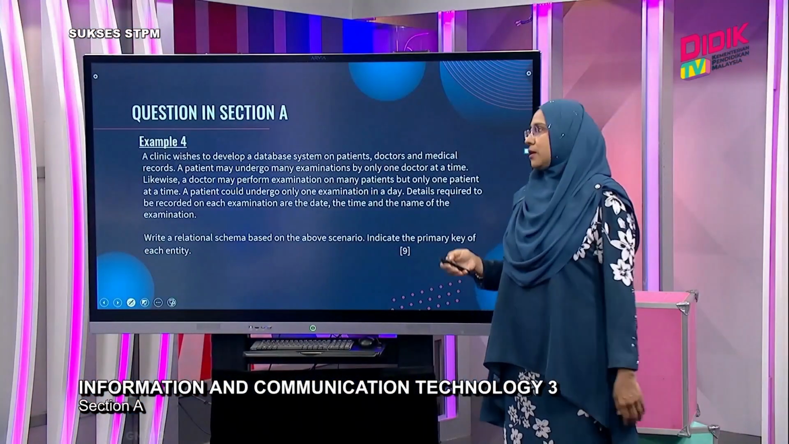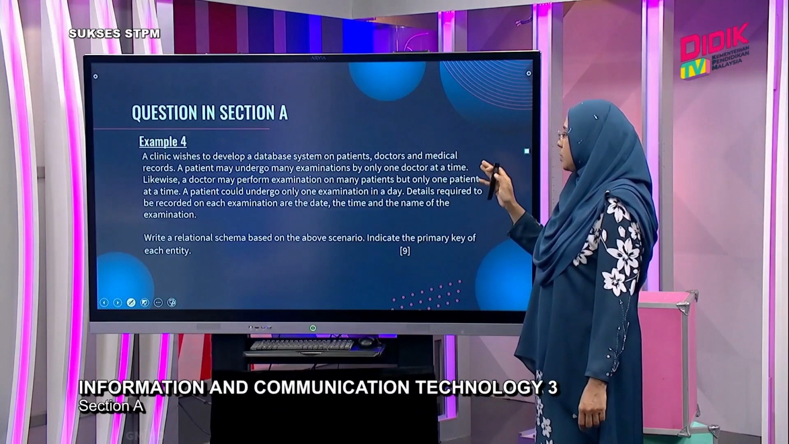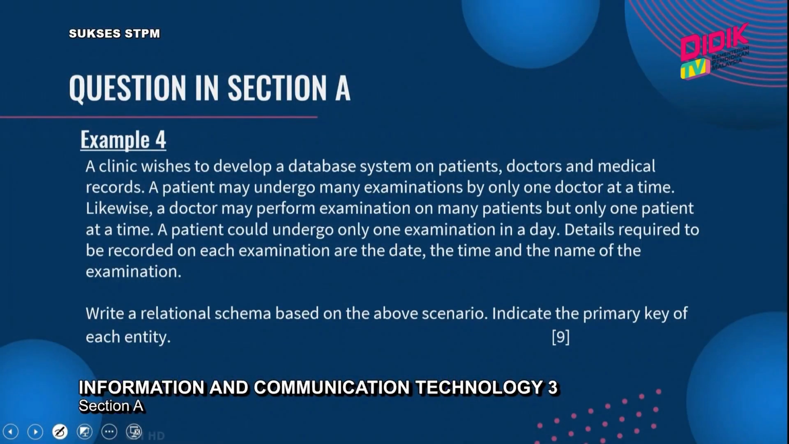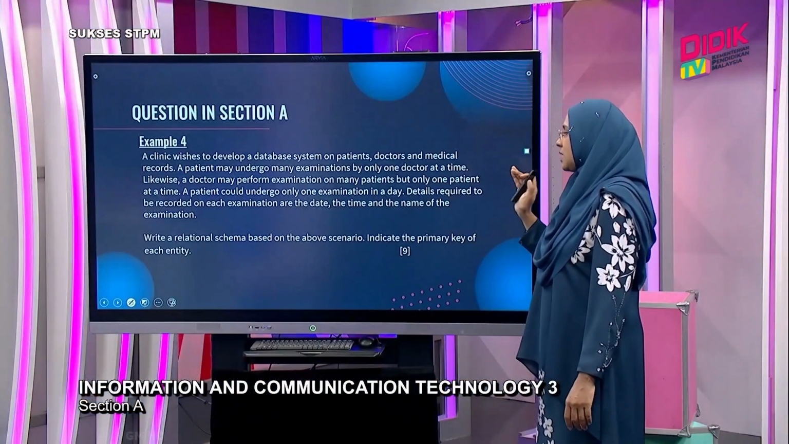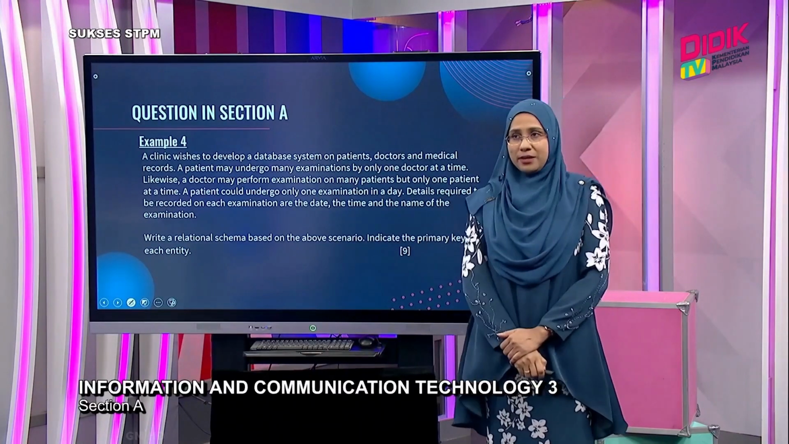Okay, so we proceed with example 4. So this one, again, a scenario is given. A clinic wishes to develop database system on patient and so on. Doctor and medical report. A patient may undergo many examinations by only one doctor at a time. Likely, a doctor may perform examination on many patients, but only one patient will be recorded on each examination, the date, the time, and the name of the examination. So when you read, maybe it looks confusing. So many things inside. Don't worry. Write a relational schema based on above scenario, indicate the primary key of each entity. Marks given 9. A lot.